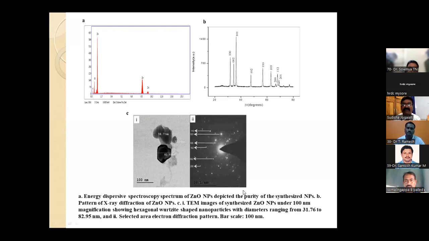And the TEM is done to know the size of these nanoparticles, which is 31.76 to 82. That is the range we have got. And since the lower size is considered the best for nanomaterials, the synthesized nanoparticles are more promising, and we have got significant characterization data in our studies for taking up further for our other applications part.